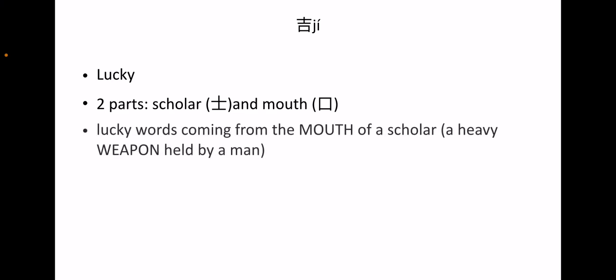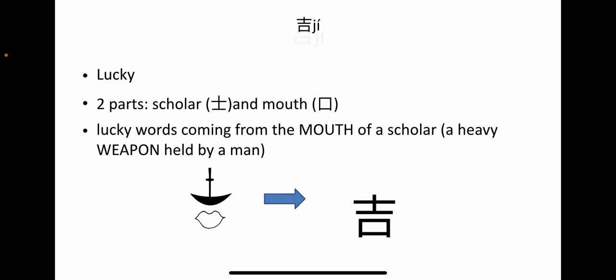So, 士 means a scholar. And mouth. From a scholar's mouth, you can hear the fortunate words, the auspicious words. 吉, lucky words coming from the mouth of a scholar. 吉, second tone 吉. Let's practice the stroke order. 一、二、三. Remember, the first stroke is longer than the third stroke. 吉, because this part in Chinese means scholar, 士.